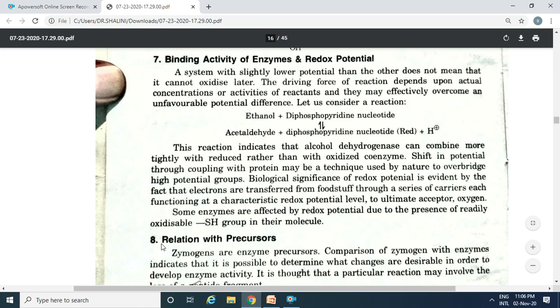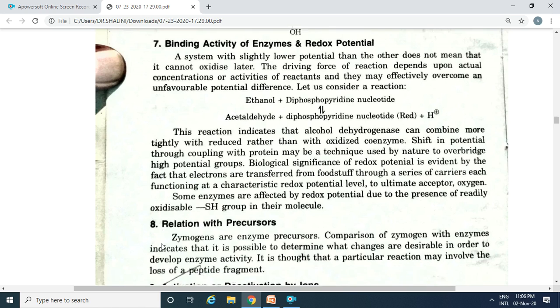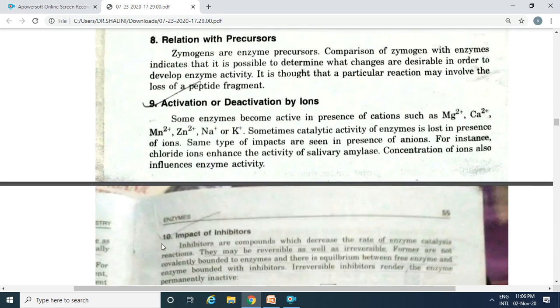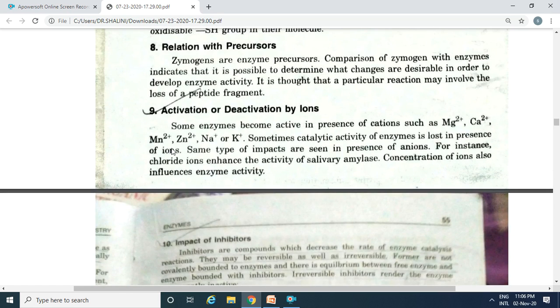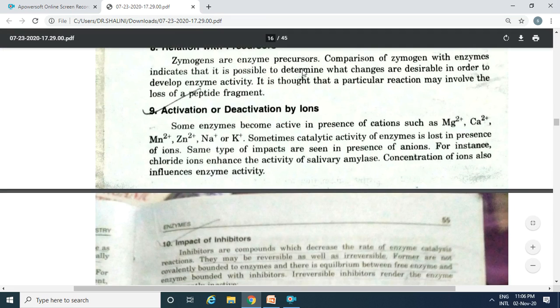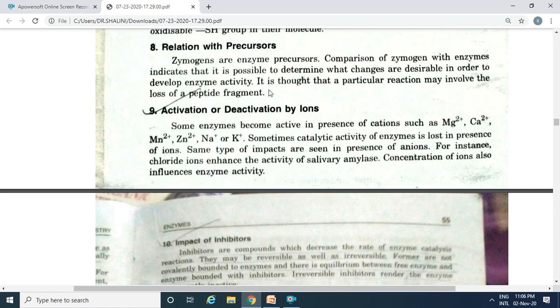The next factor is the relation with precursors. Zymogens are the enzyme precursors. Comparison of zymogen with enzymes indicates that it is possible to determine what changes are desirable in order to develop enzyme activity. So, this is a very important factor.